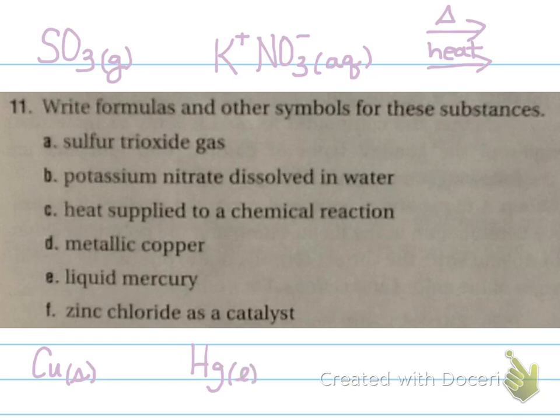And letter F, zinc chloride as a catalyst. Catalysts get written over an arrow because they're not part of the reactants or the products. Zinc chloride is an ionic compound, so I'm going to write symbols, charges, crisscross, and make sure it's the lowest whole number ratio. Zinc is on your helper sheet. It only has one possible charge of +2. Chloride is Cl, so ZnCl2, written over my arrow.